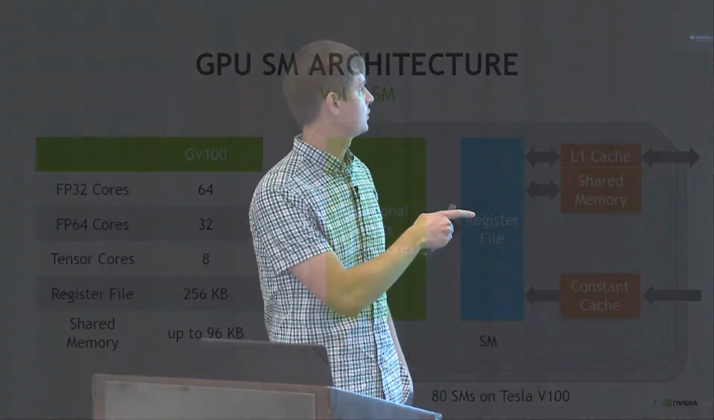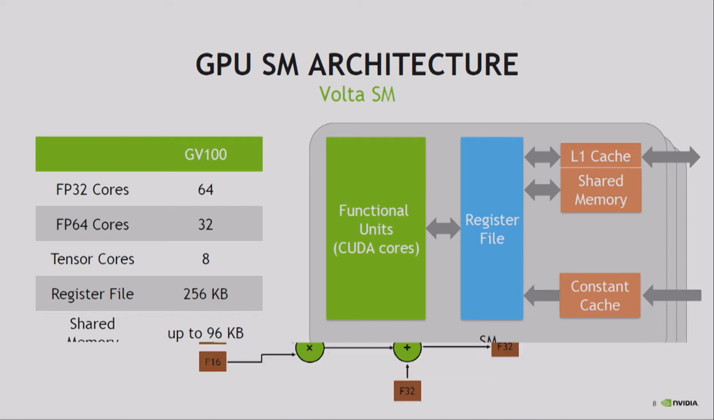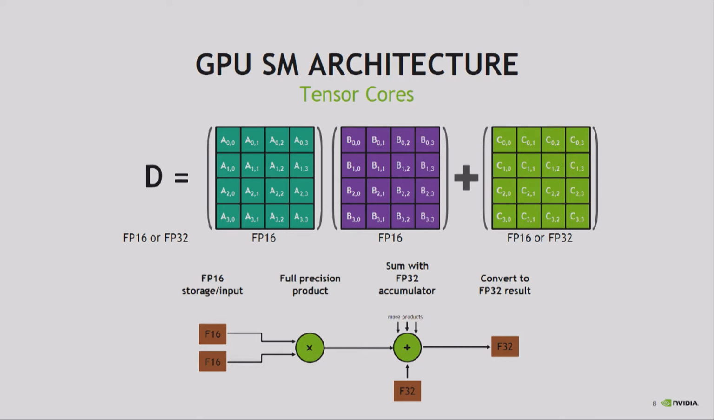Another thing changed: the number of FP32 cores and FP64 cores is the same, 64 and 32. So throughput is similar per SM, but again, we have 80 SMs versus 56 on Pascal, so the number of SMs is increasing. Register file is the same. The big change is that we now also have tensor cores, which can do some interesting things. Essentially each tensor core can do matrix multiplication. It's very special: both matrices are 4x4, and they have to be in FP16 precision.